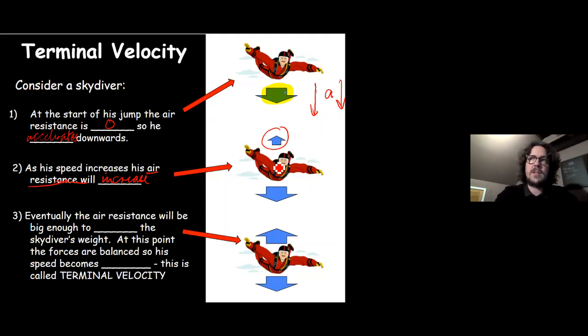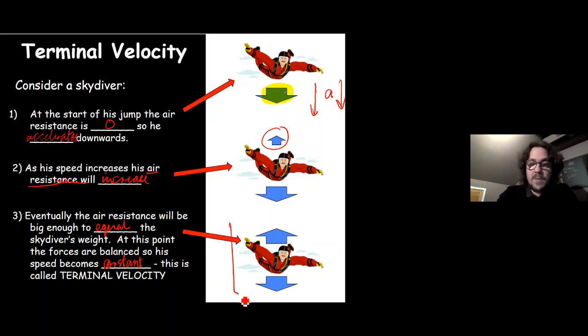So as he moves faster, the air resistance gets larger, and what that will mean is that the resultant force, or the forces, are starting to balance out until his speed will become so great that the air resistance is big enough to equal the skydiver's weight. At this point, the forces are balanced, so his speed becomes constant. His speed becomes constant. This is called terminal velocity.